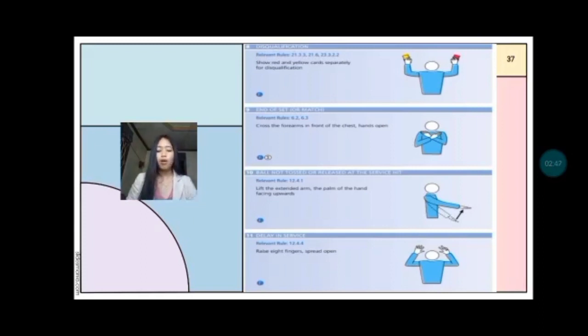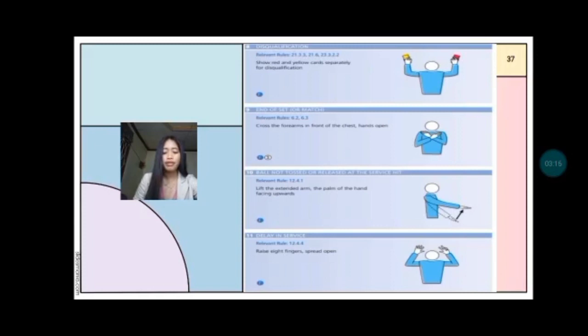Okay, next one is the ball not tossed. Ball not tossed means this signal is for when the ball isn't released from the hand at the moment of the service contact, or the server doesn't execute the service properly. Lift the extended arm, the palm of the hand facing upward.